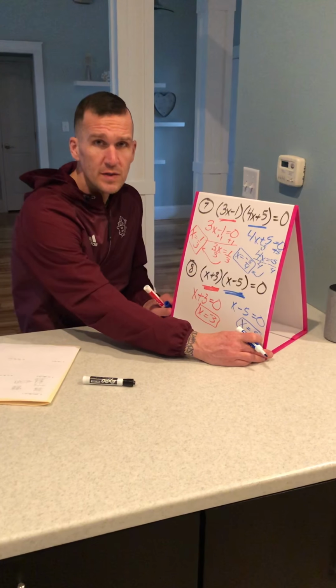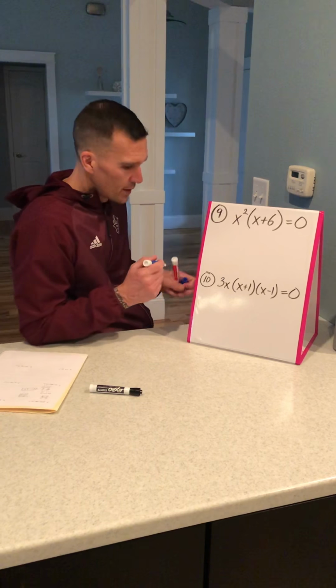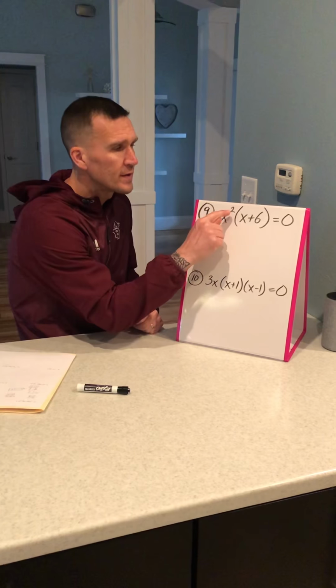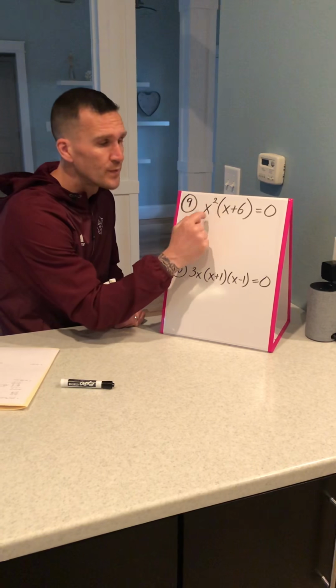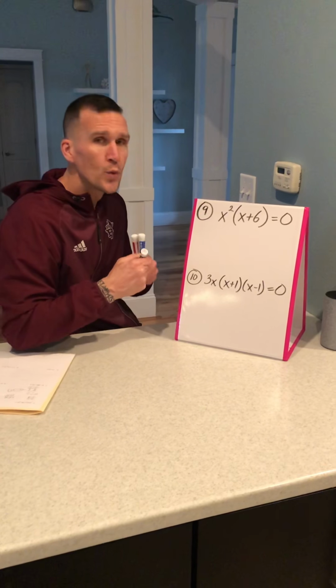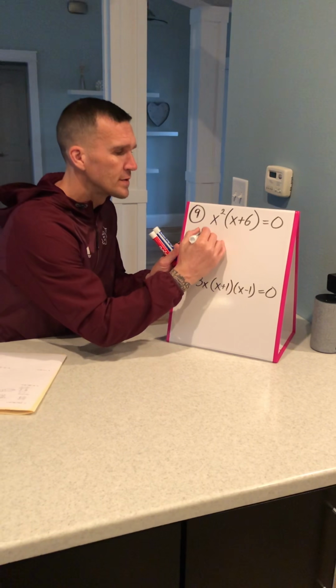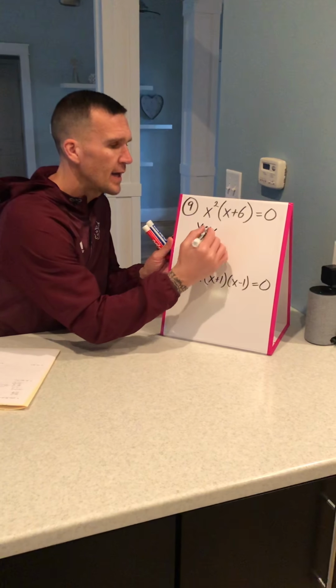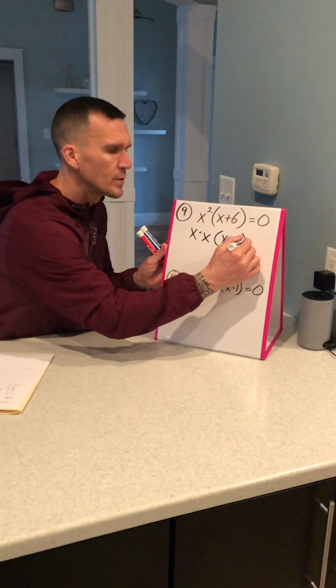Okay, so after those 2 examples, 9 and 10 get a little bit more challenging. On number 9, we have to understand what an exponent is. An exponent is repeated multiplication. So in order to do this problem, we would actually want to write it out the long way. X squared represents x times x, and then it's times x plus 6 is equal to 0.